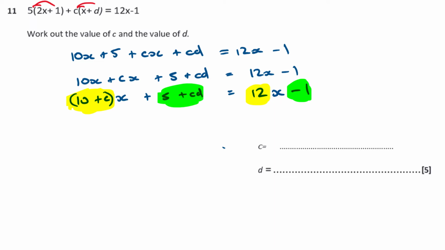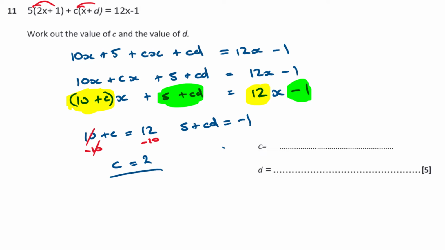Okay, so from that I can extract and form two separate equations. So equating the two yellow bits there then, 10 plus c must be equal to 12, and equating the green bits, I can see that 5 plus cd must be equal to minus 1. Okay, now I'm going to start with the yellow one. 10 plus c is equal to 12 because it's only got one unknown in there. If I take 10 away from both sides, okay, they're going to cancel. It's going to leave me with c on the left, and then 12 take away 10, that's 2.